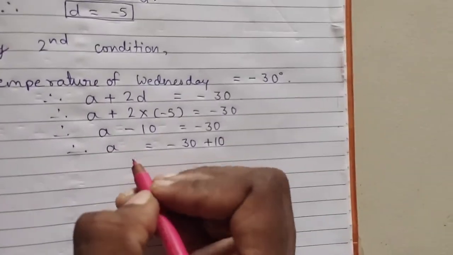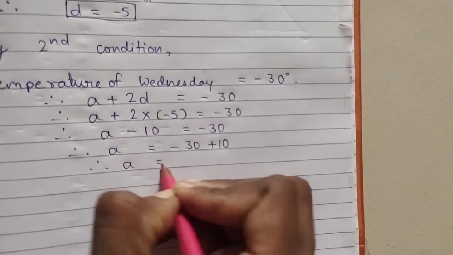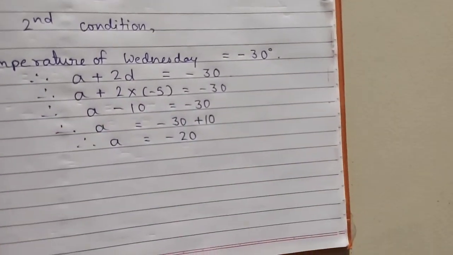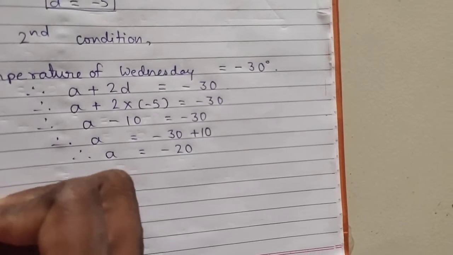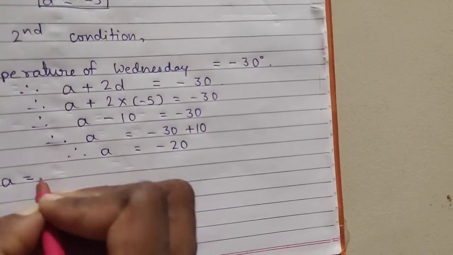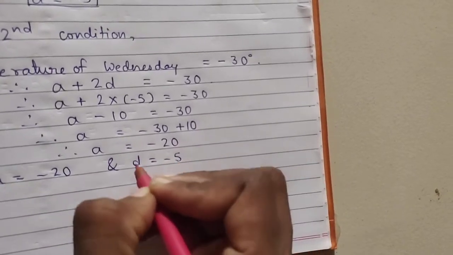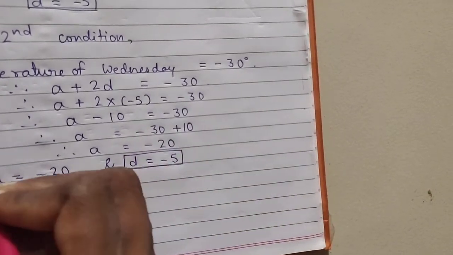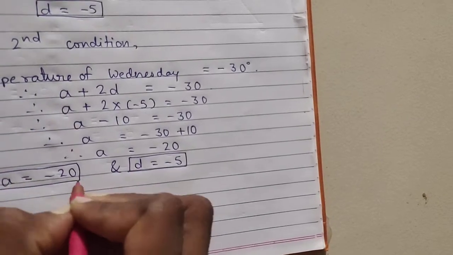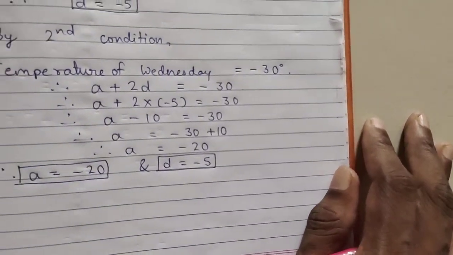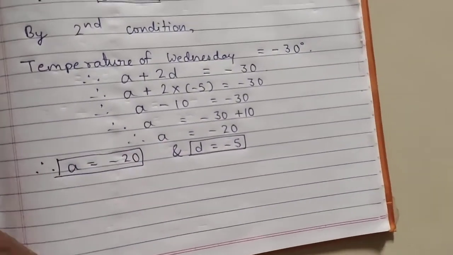Now if you do minus 30 plus 10, you are going to get minus 20 here. Okay. So finally we have A equals minus 20 and D equals minus 5. So by using this we can find out the temperatures of all these days. So let us do that.